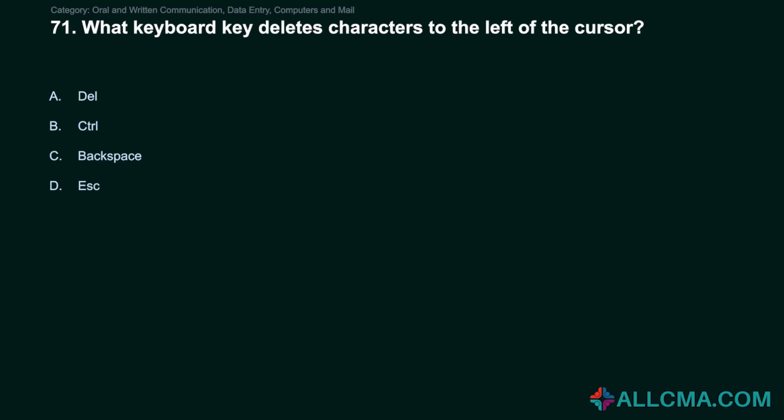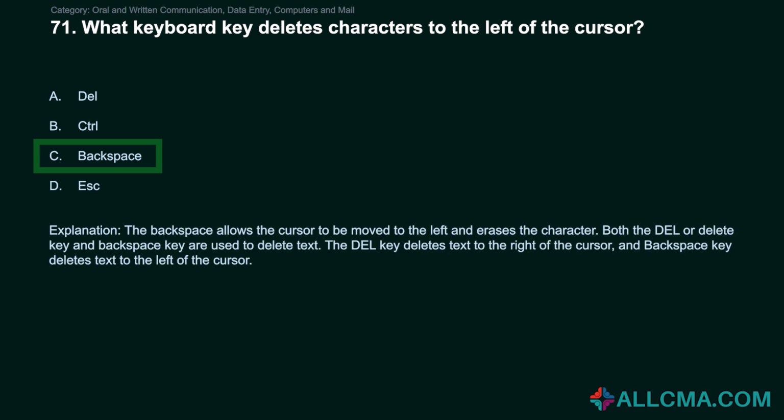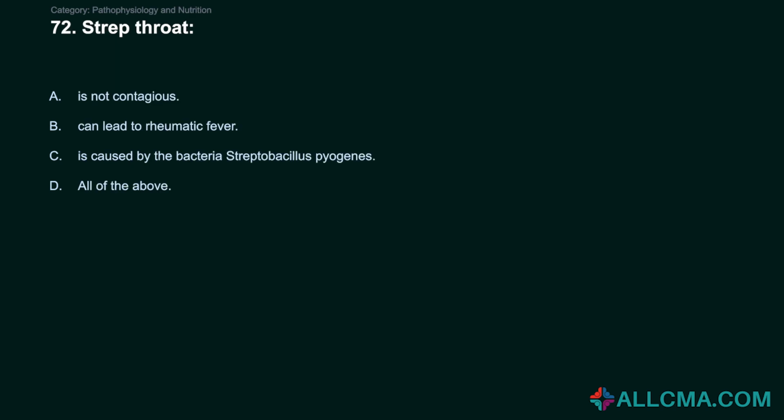71. What keyboard key deletes characters to the left of the cursor? A. Del. B. Control. C. Backspace. D. Escape. Correct answer, C. Backspace. The backspace allows the cursor to be moved to the left and erases the character. Both the DEL or delete key and backspace key are used to delete text. The DEL key deletes text to the right of the cursor, and backspace key deletes text to the left of the cursor.